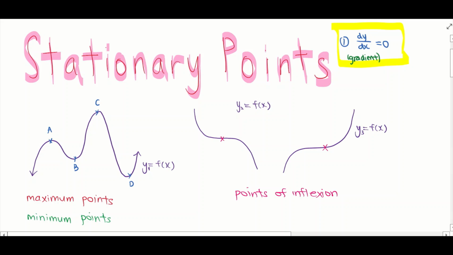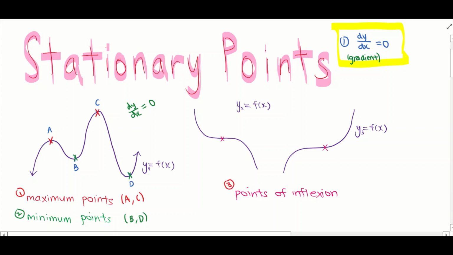One is called maximum point. And just now as we mentioned, maximum points are A and C, whereas for minimum points, it's B and D. But all these 4 points have something in common, which is that dy/dx equals 0. And another type of stationary points that we are going to learn are called points of inflection.